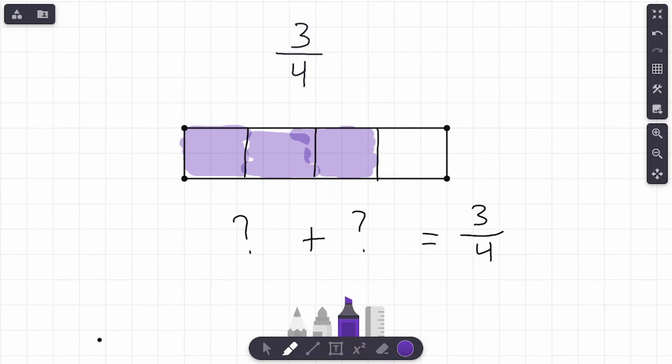So here's my question to you. We are trying to figure out which two fractions, for this example, would add together to give us 3/4. How could we break this fraction up to give us two different fractions that, when added together, would give us 3/4? Now watch what I'm about to do here. I'm going to change the color of this section here. I'm going to color it in blue.